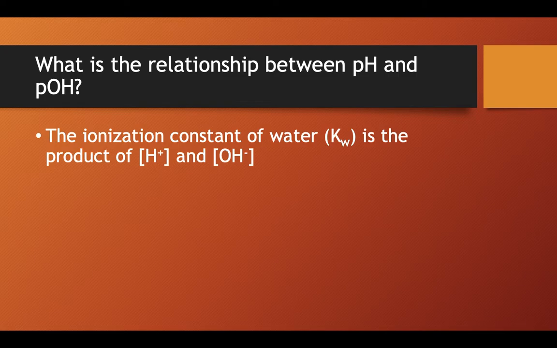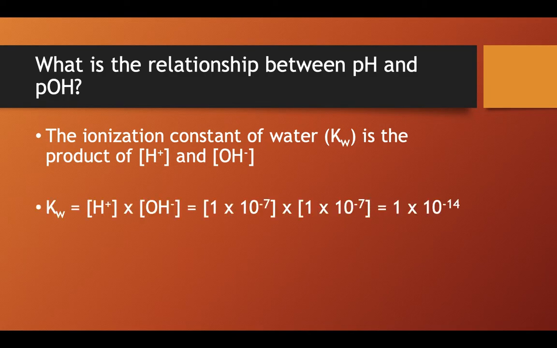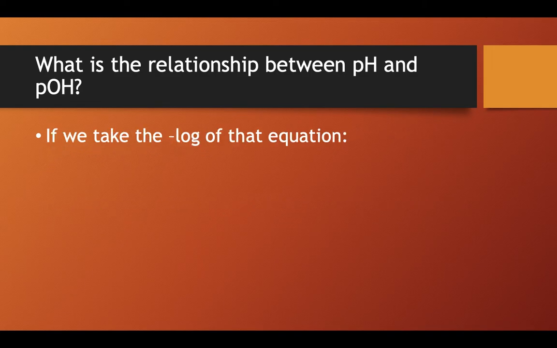Kw is a mathematical constant that we use, and it's the product of the hydrogen ion concentration and the hydroxide ion concentration. So mathematically, Kw is found by multiplying the molarity of H plus times the molarity of OH minus. And so if we do that for pure water and both of those numbers are the same, we end up with 1 times 10 to the negative 14th. So that is a constant value at 25 degrees Celsius. Kw is going to be equal to 1 times 10 to the negative 14th power.